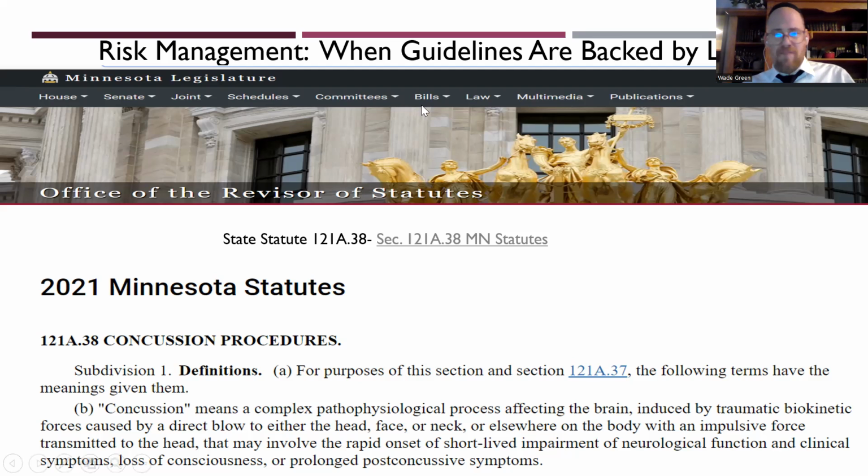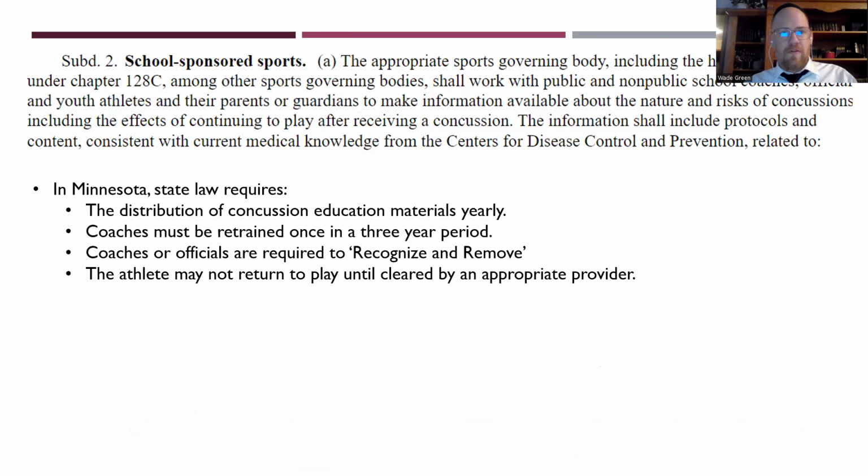So obviously here in the state of Minnesota, and you can Google this, this is actually the statute number that discusses concussion. Actually, I put in a link here that should work. It'll take you to the page. But obviously it defines concussion here. And ultimately, the other thing that this also lays out are different rules for both youth and secondary school sports.